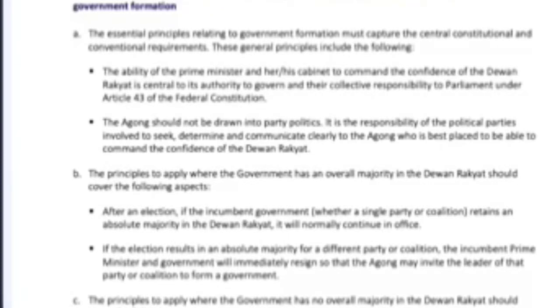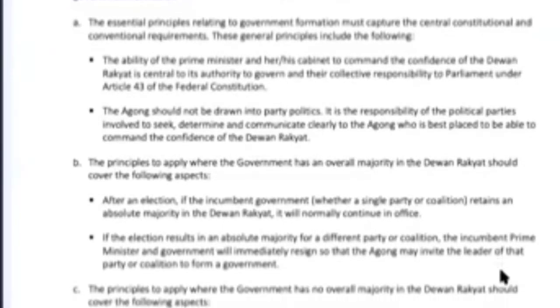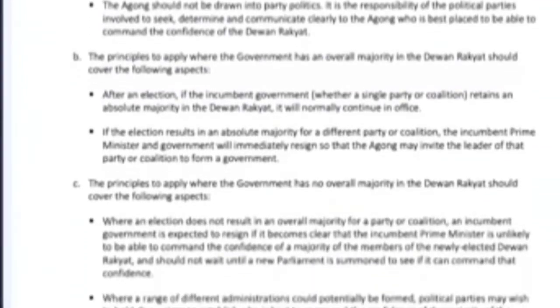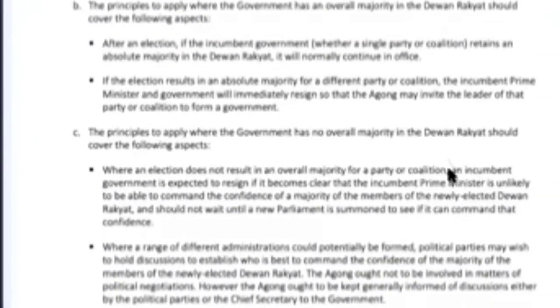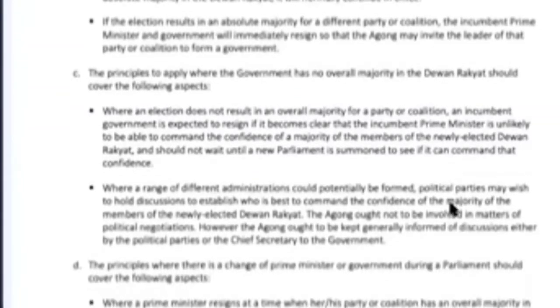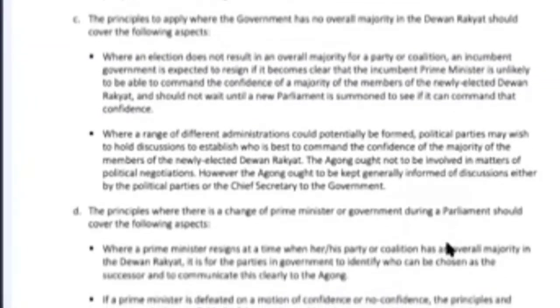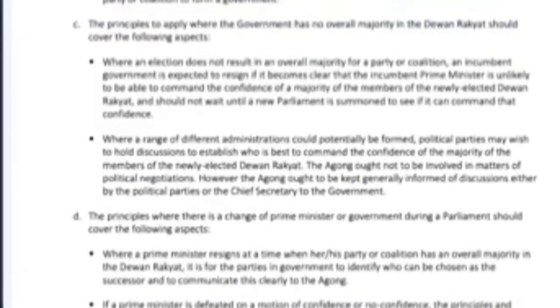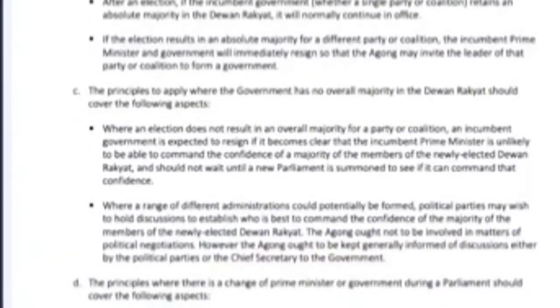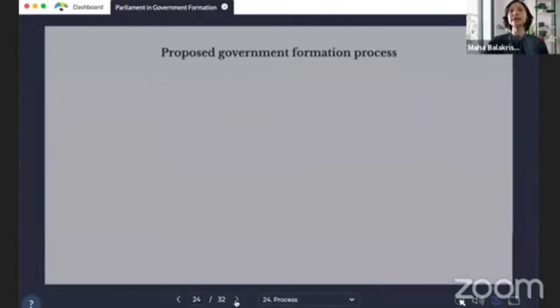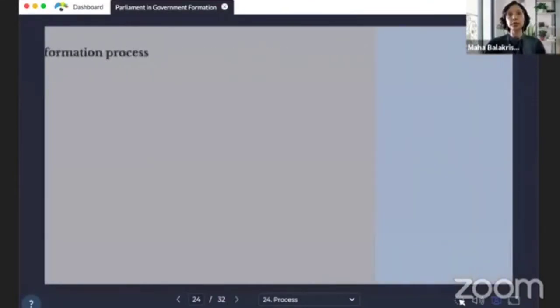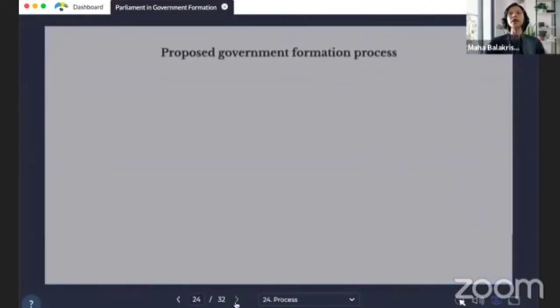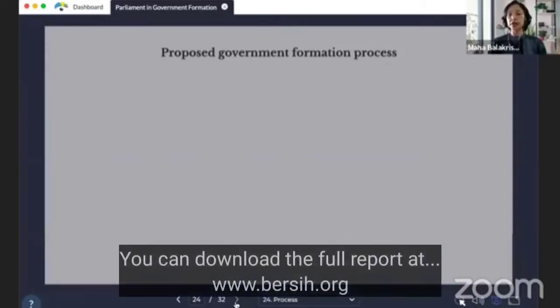Now, the core principles should also set out principles and protocols for different situations. One is where there is an overall majority in the Dewan Rakyat. Second, where the government has no overall majority in the Dewan Rakyat, then what do you do? And thirdly, what happens when there is a midstream change of Prime Minister? Yeah. Again, I won't go into all of these specifics right now, because I think it's perhaps more important at this point to discuss the confidence mechanisms and the investiture vote. Okay. So when we talk about developing an investiture vote or a confidence mechanism, what do we mean?